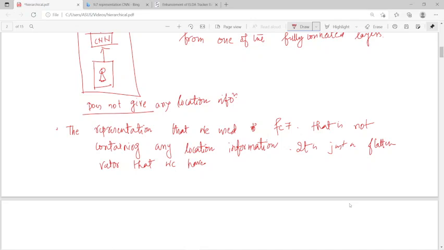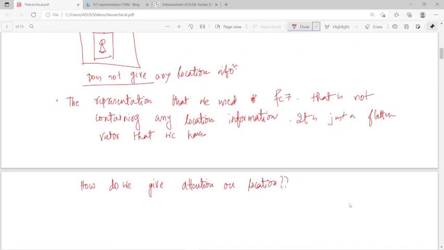But since you don't have any location information, how can you particularly give attention on location? If you don't have any location information, then how can you give the attention, right? So the question is, how do we give attention on locations? That is the question, because we don't have any location information.